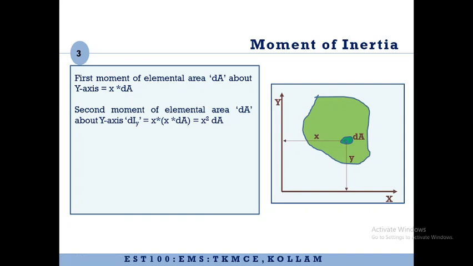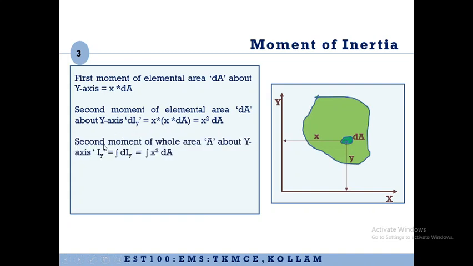Now if we take second moment of elemental area about the y-axis, let us denote it by diy, that is equal to x into xdA. This is the first moment of the area. We are going to take moment of that moment of area. Therefore, it will be x square dA. So x square dA represents second moment of the elemental area dA about the y-axis.